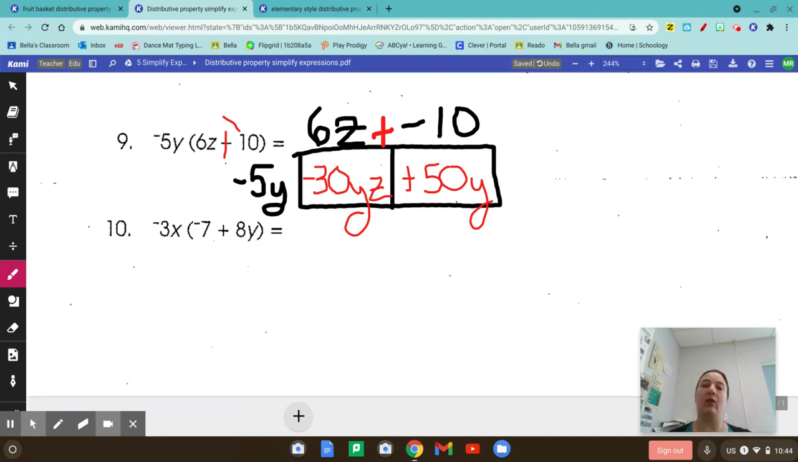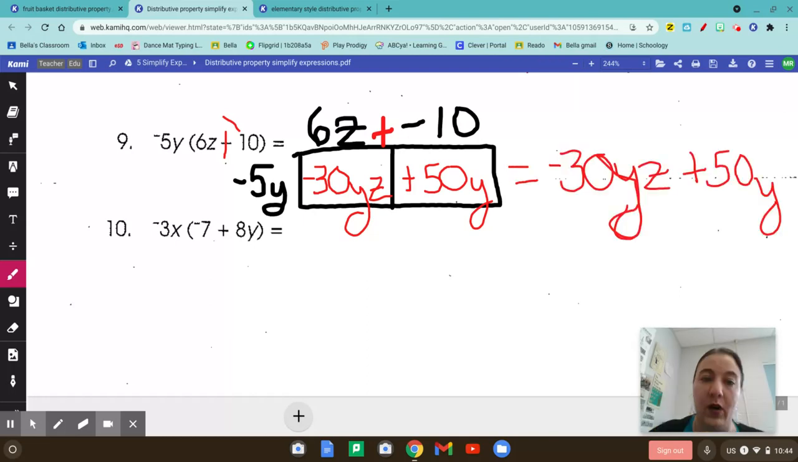Now, they both have the letter y, but they're not like terms because one's a yz. It's got a little extra flavor, and the other one doesn't. So we don't combine them. That is as simple as it gets. Negative 30 yz, like the bike, YZ, into motocross, plus the 50y.